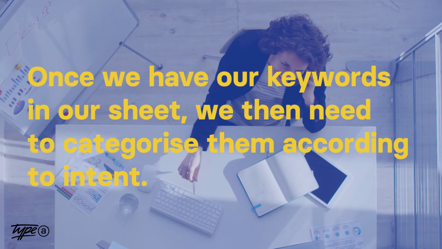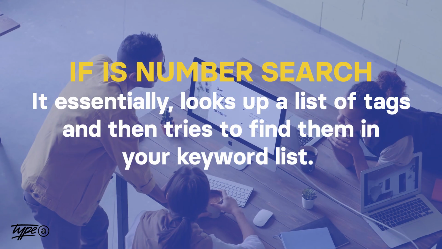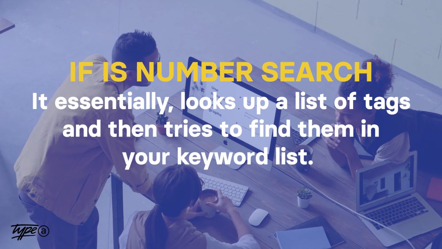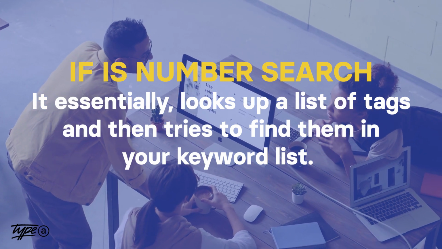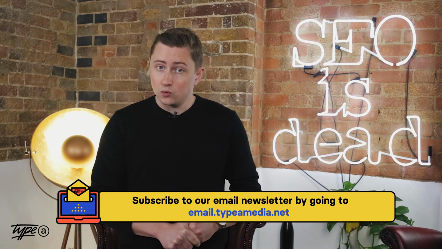So once we have our keywords in our sheet, we then need to categorize them according to intent. Now, typically this is just a manual process. You can speed it up by filtering in the table according to the question keyword, so looking for can, what, where, things like that. You can also get very smart about tagging them by using a formula. There's a formula called if_is_search. It essentially looks up a list of the tags and tries to find them in your keyword list. Now, this is a much more advanced way of doing things, but it is all available in the Google Sheet provided in this week's Canonical Chronicle newsletter.